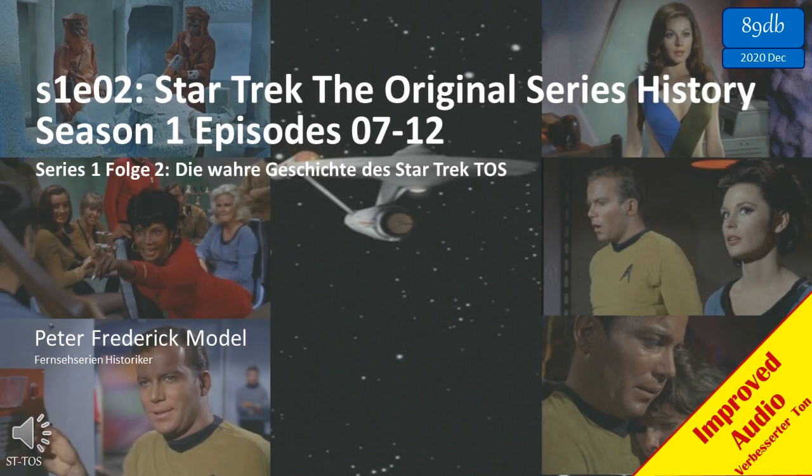Welcome to another exciting video, in this case episode 2 of my Star Trek: The Original Series episode breakdown video series. In this video I'll be looking at Season 1 episodes 7 to 12 of Star Trek: The Original Series, or generation, to identify historical references which can be used to determine the original history of the Star Trek universe.